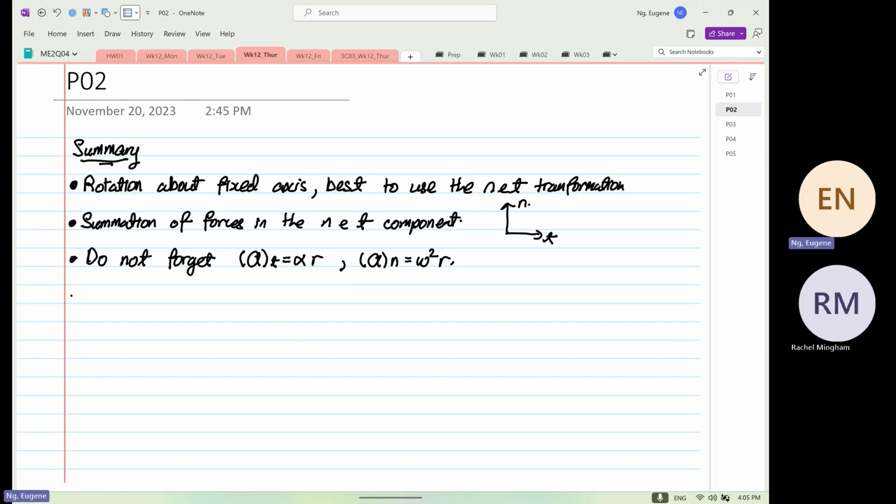The next thing that you learn, do not worry about where the moment is taken from. I just show you that. Yes or no? Right? You take from any points, the results will be and shall be the same. Okay.